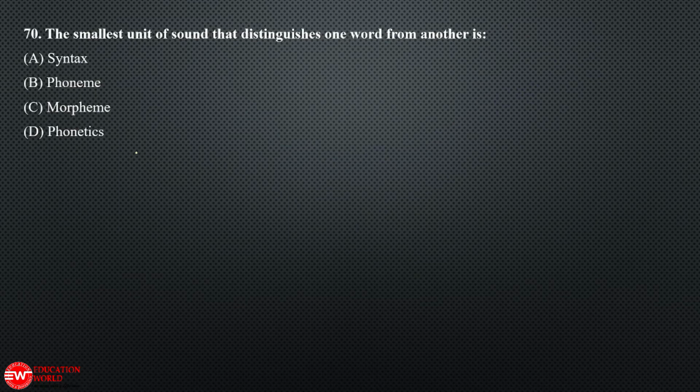Then we have: what is the smallest unit of sound that distinguishes one word from another? Now here we have the smallest unit. So when it comes to the smallest unit only, we'll go with the phoneme, right? But when it is asked the smallest meaningful unit, then we'll go with the morpheme. If it's the smallest unit, then it's the phoneme. But when it is asked the smallest meaningful unit, then we'll go with the morpheme.